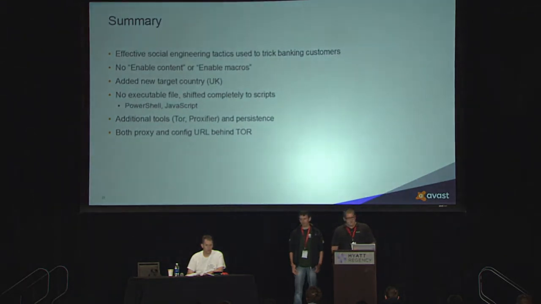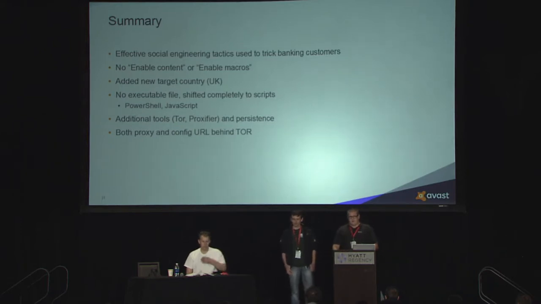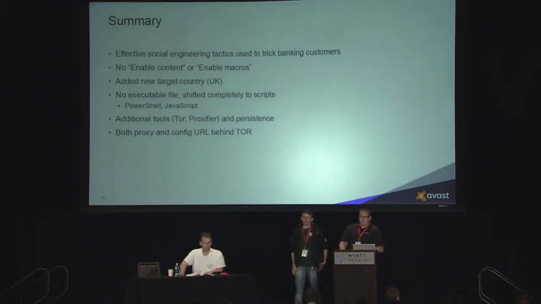So the RedFA banker used a really simple but still really effective social engineering tactic to trick banking customers. They are not using macros, so there is no enable content or enable macros needed. In the new version, a new target country was added, the United Kingdom. They completely moved from the executable file to scripts, like PowerShell scripts and JavaScript, and additional tools like Tor, Proxify, etc. were added, and also persistence was added to these new versions. And both proxy and config URL right now are behind Tor, so it makes it much harder to analyze.